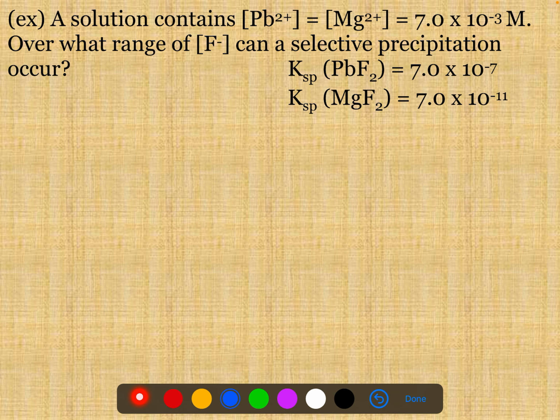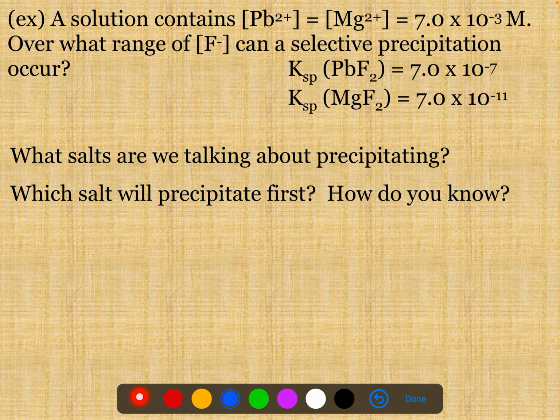And for these two specifically, their KSP values: lead 2 fluoride has a KSP value of 7.0 times 10 to the 7th, and magnesium fluoride has a KSP of 7.0 times 10 to the -11th. So if we're looking at the equation for the dissolution of both of these, oh, excuse me, I'm getting ahead of myself.